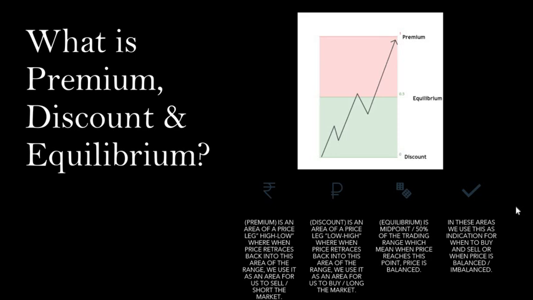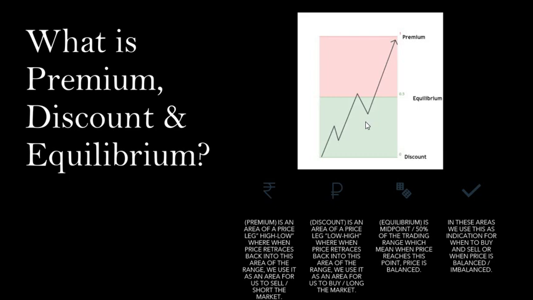Discount is an area of a price leg, low to high, where when price retraces back into this area of the range, we use it as an area for us to buy or long the market, okay? So when we see discount, we want to buy in this green area. When price retraces, retracing means pulling back down into this range, which is going to be the discount of the range. We want to buy in this area, okay?